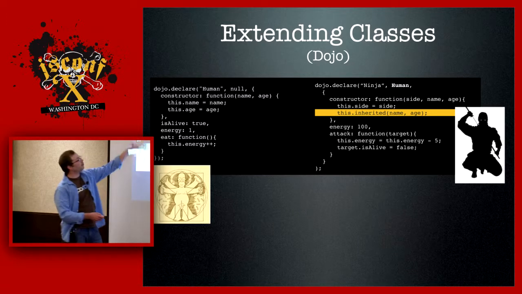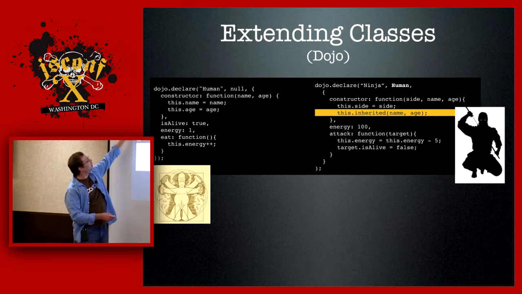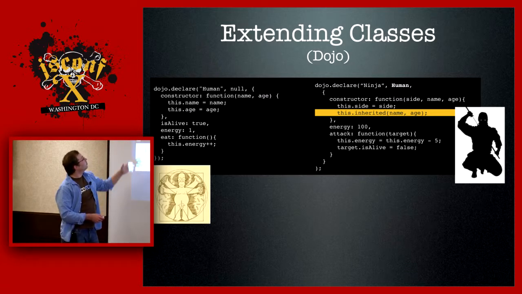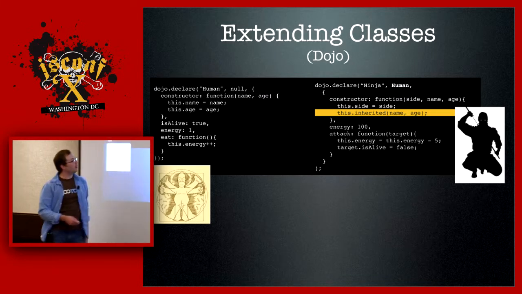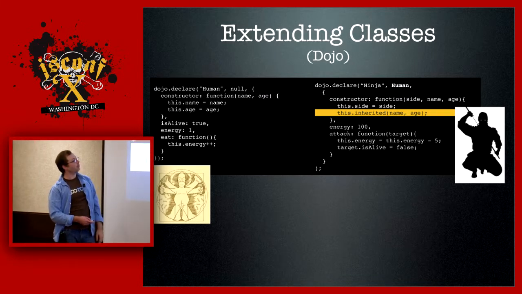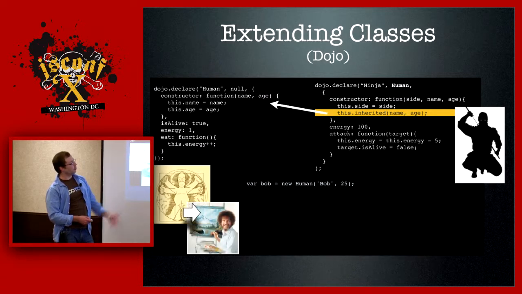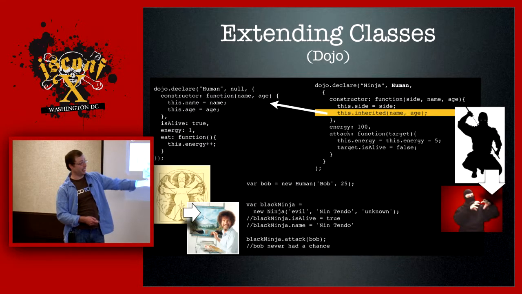Oh, sorry, I'm skipping ahead. This is the Dojo example. You'll see that, again, the code looks almost exactly the same. Instead of initialize, they call it constructor. And then, Ninja has this inherited instead of this parent. But other than that, it's the same. There's an arrow. You see the constructor. All of this code is exactly the same.